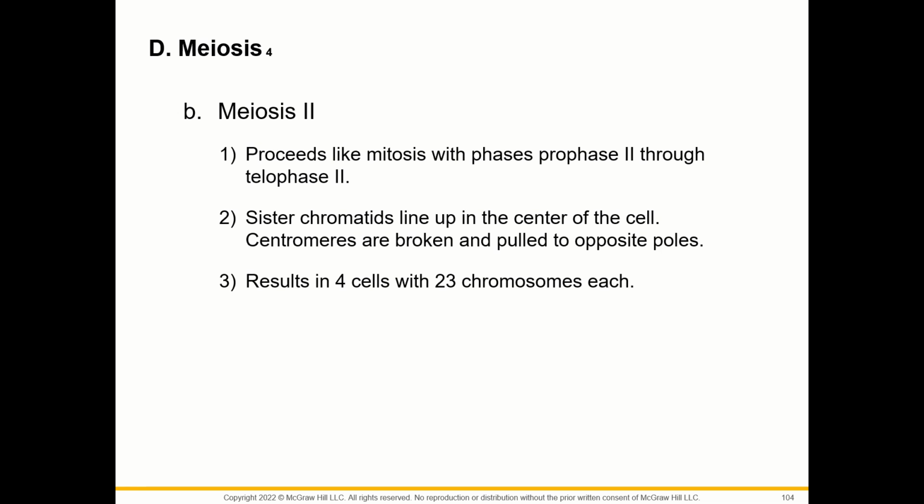So then we have meiosis 2. Meiosis 2 proceeds like mitosis with phases prophase 2 through telophase 2. Sister chromatids line up in the center of the cell, and centromeres are broken and pulled to opposite sides. So we're still with 23 chromosomes, but since we've broken up the pairs, now we have 4 cells with 23 chromosomes each. So meiosis reduces the number of chromosomes by half, and then it basically ends in 4 daughter cells.